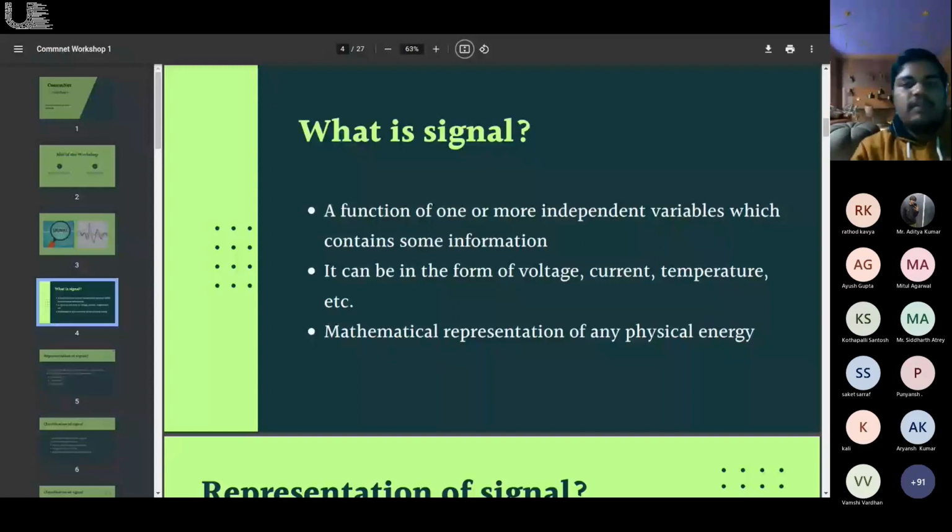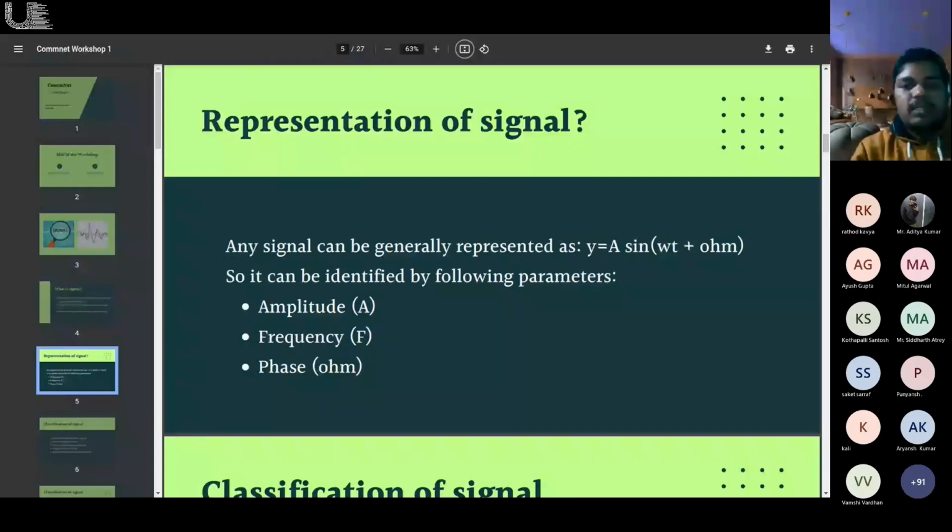So how can we represent a signal? In later workshops, we will discuss how we can represent any signal with the use of only two basic periodic signals, sine and cosine. We can represent any signal with the help of sine and cosine signals. So we are taking just a general signal y equals A sin(omega t plus phi). I think there's some mistake here, so just ignore this.